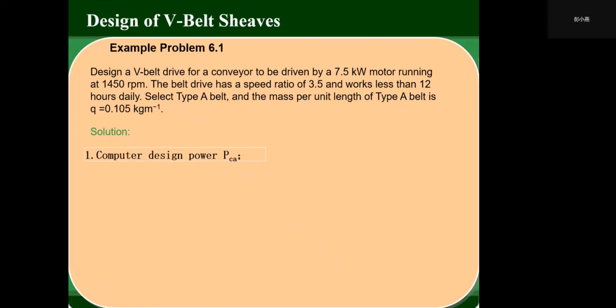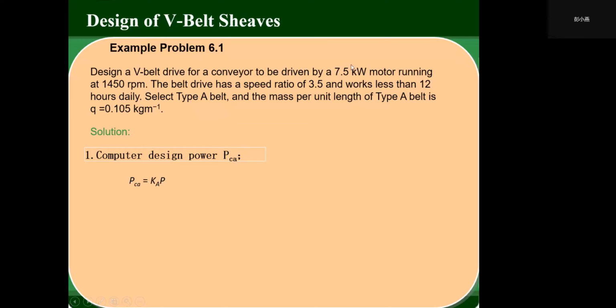And you can obtain the design process on page 136 in your textbook. Who can tell me how to compute PCA? Now she will use the formula. Oh, you use the formula. Yes, use this: PCA equals Ka times P.